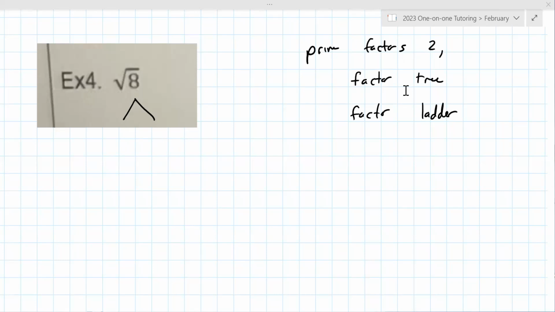So the first prime number is 2, then 3, then 5, then 7. We may not need to go much past that, but you start with the first prime number 2, and you figure out 2 times what number gets you back to 8, and that's 4. 2, and then you try 2 again.